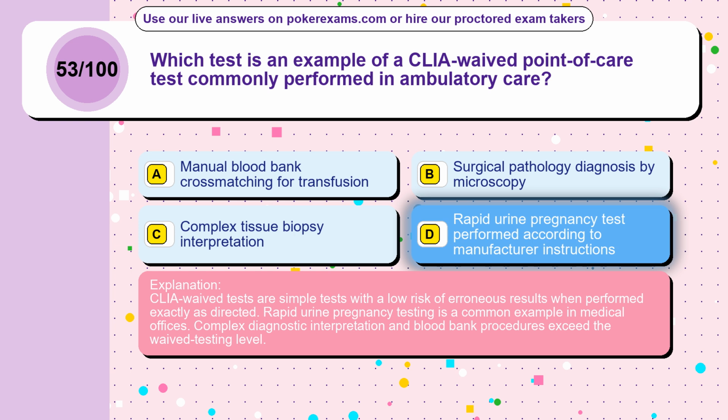Rapid urine pregnancy testing is a common example in medical offices. Complex diagnostic interpretation and blood bank procedures exceed the waived testing level.